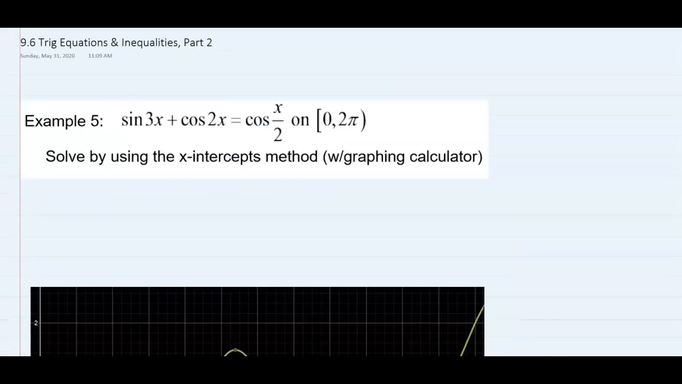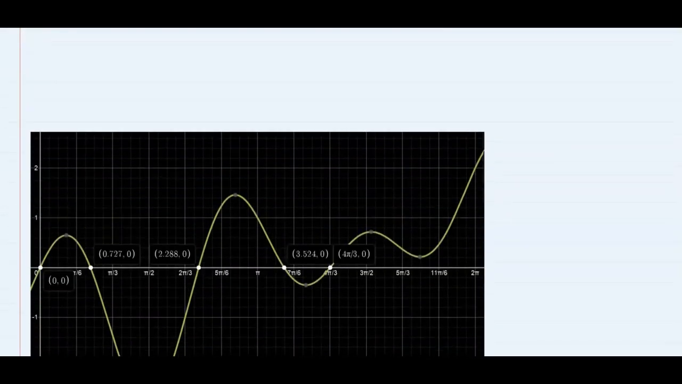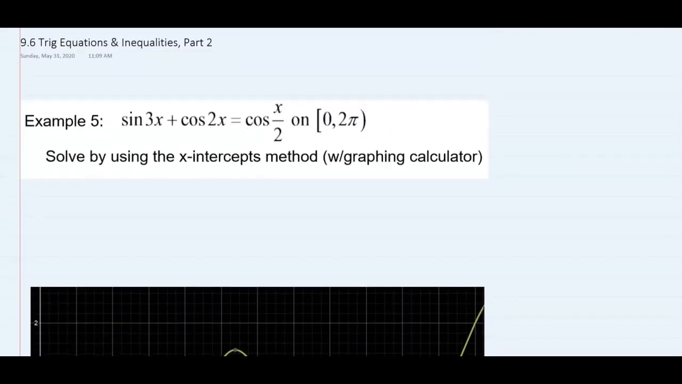Our final example here involves multiple angles, 3x, 2x, and x over 2. This could be a bit of a problem, but with a calculator it's pretty straightforward. And I put this into Desmos, experimented with the dark screen for the first time. It's pretty cool. And we're going to use the x-intercepts method.